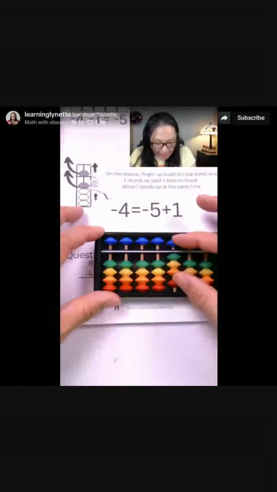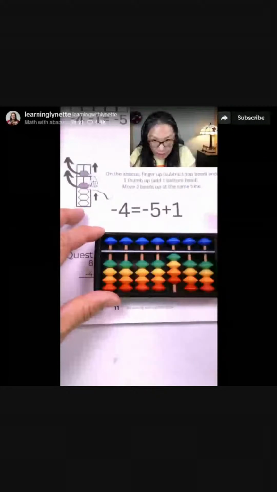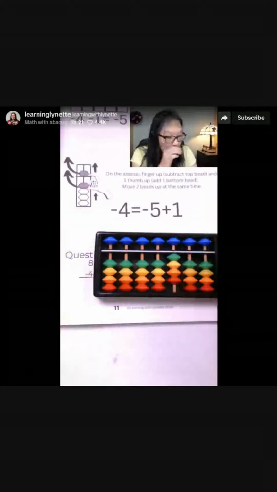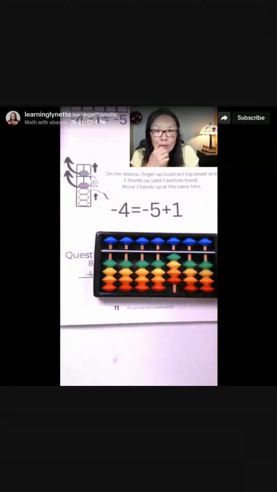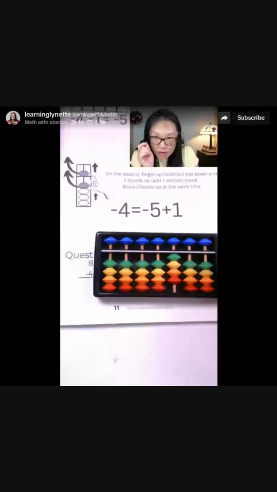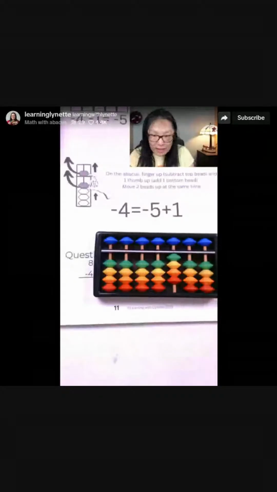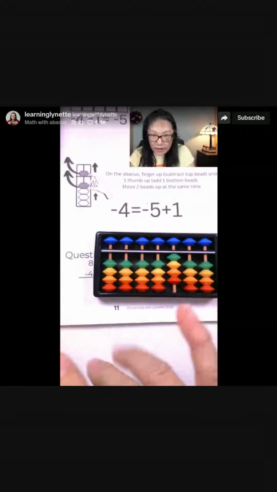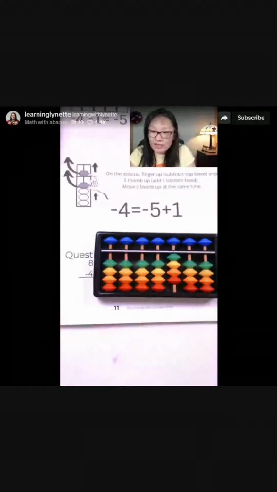Somebody actually asked me, will it start to become muscle memory? Yes, it will become muscle memory, just like when we're typing on our computers and our keyboard. We don't need to look at every key, right? We know where they are. So it's the same thing with the abacus, or it's just like playing the piano. When you play the piano, you know where the keys are, and it's the same thing with the abacus. So that's the interesting thing, when you start seeing the number pattern.